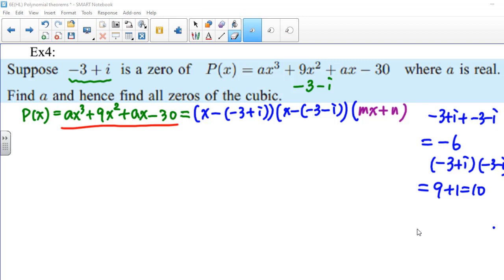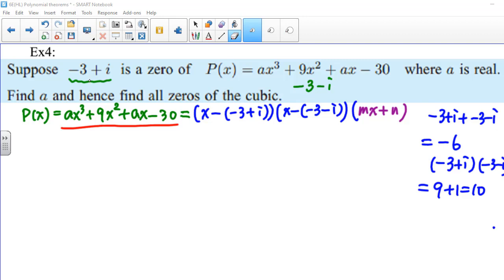Suppose negative 3 plus i is a zero of a cubic polynomial function, where a is a real number. Find this a value and hence find all zeros of this cubic polynomial function. Based on the fundamental theorem of algebra, if negative 3 plus i is one complex zero of a real polynomial function, then its conjugate must be another zero. So negative 3 plus i is a zero, the other zero must be negative 3 minus i.